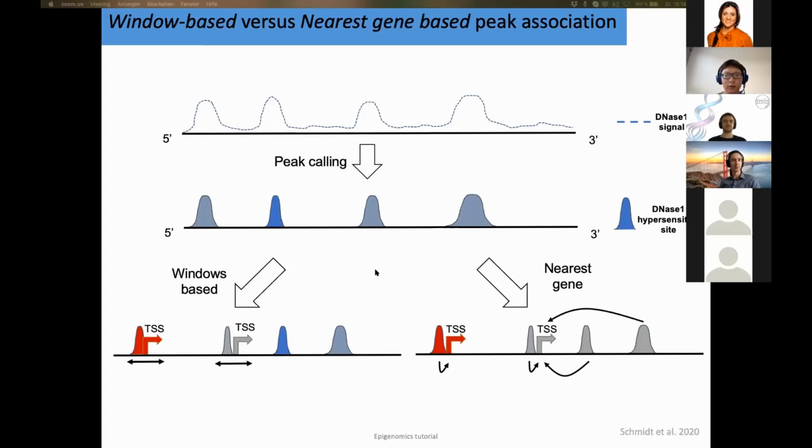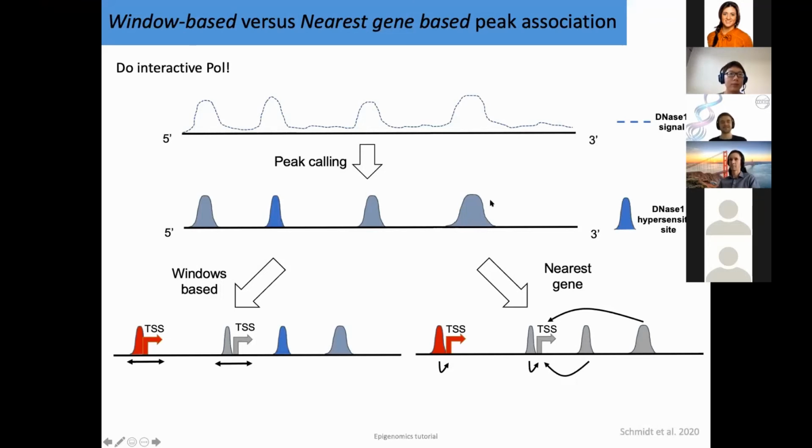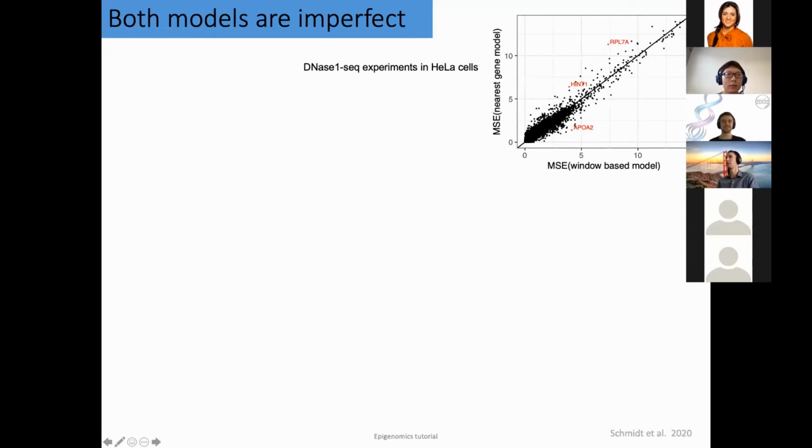Let's compare those two in this gene expression prediction task that I just explained. So here's an example scatter plot where each dot is a gene now. And we've learned this gene expression model either using the window-based approach, the 50 kb window around start sites, or the nearest gene approach. This is in HeLa cells, yeah? DNase-seq actually. So now what you can see is that overall, both methods agree, right? We're using the same DNase data, but there's really quite some difference on individual genes, yeah?